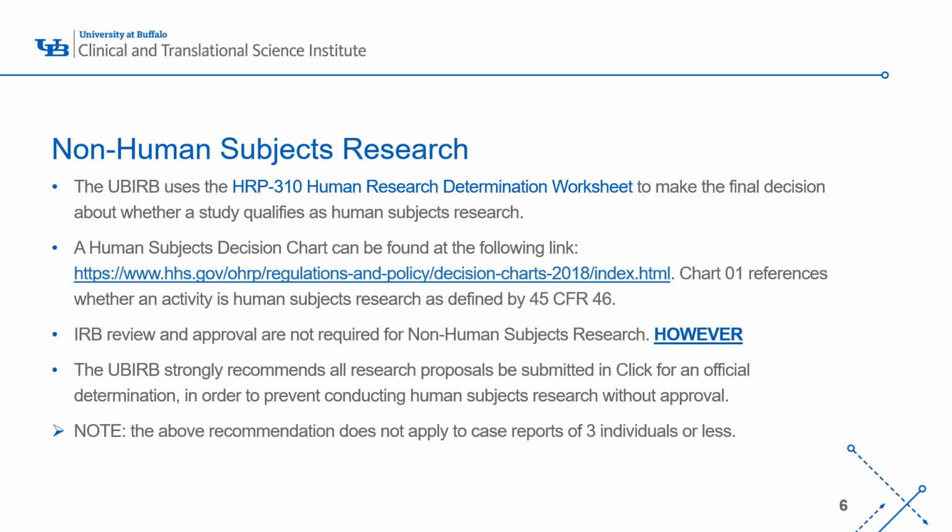IRB review and approval are not required for not human subjects research. However, the IRB does strongly recommend that all research proposals be submitted in CLIC for an official determination. This way, it would prevent you from conducting human subjects research without approval. The most likely scenario where this could happen is for quality assurance or quality improvement type studies, which often balance the line between human research and non-human research. As noted in the prior slide, the above recommendation does not apply to case reports of 3 individuals or less.